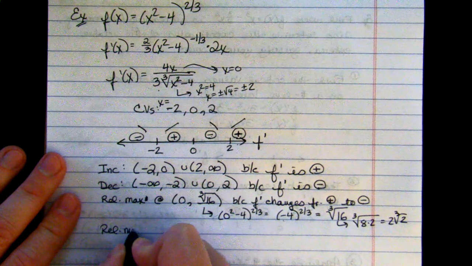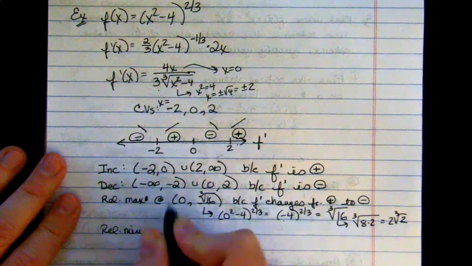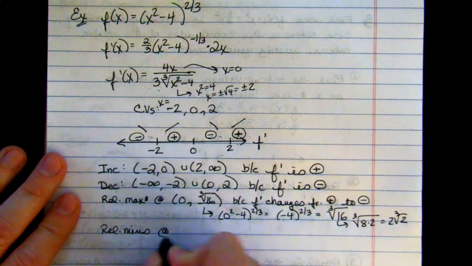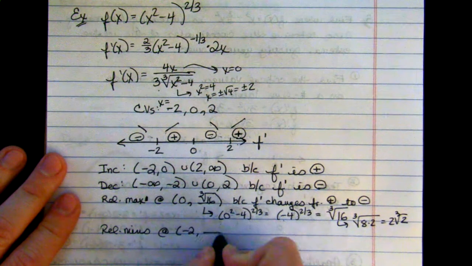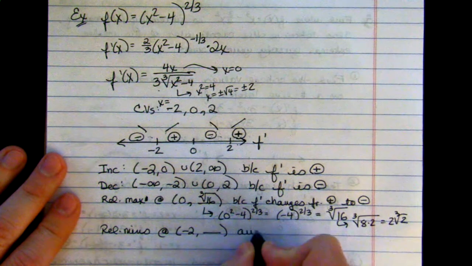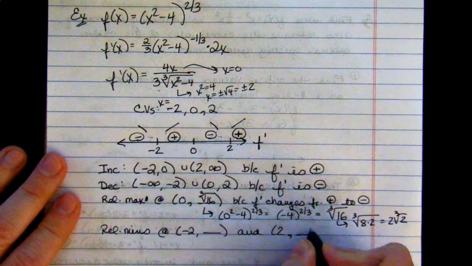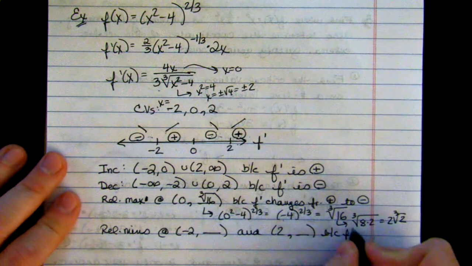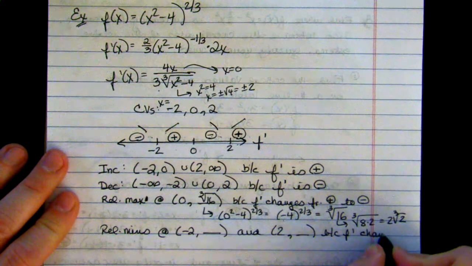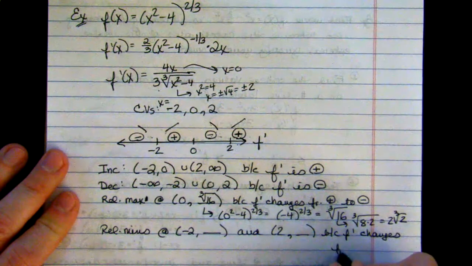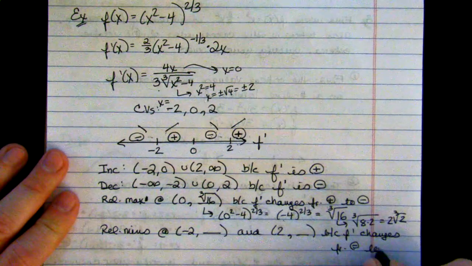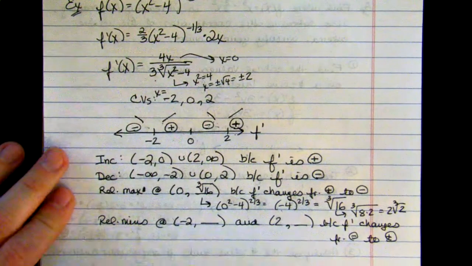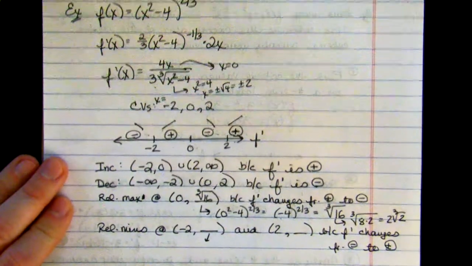Relative min. Actually, there are two relative mins. One over here, one over there. Negative 2 comma something, and positive 2 comma something. Why? Because at those places f prime changes from negative to positive. And I need to go plug those into the original.